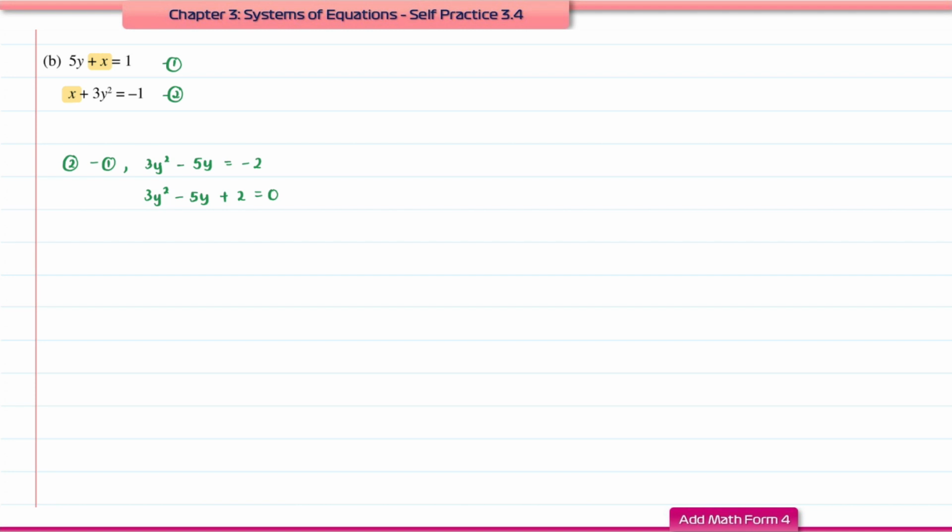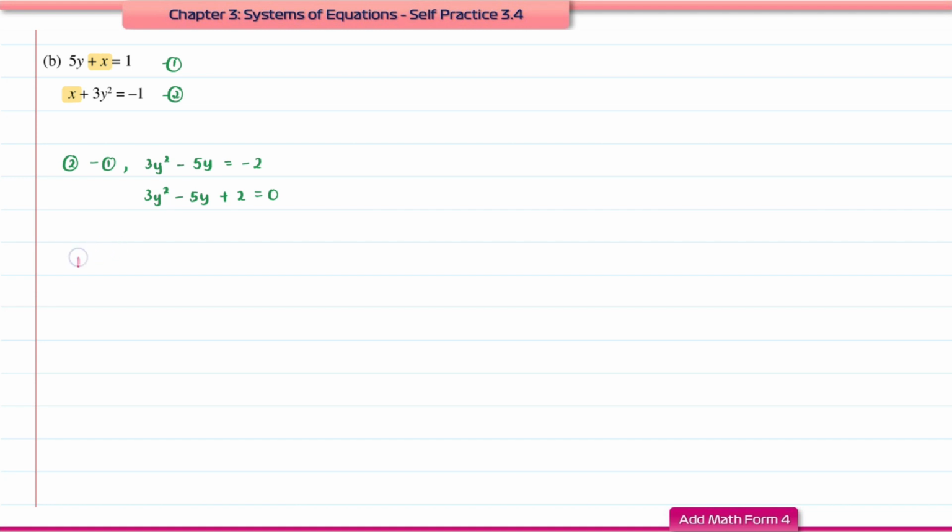Or you can also solve this by using the substitution method if you like to. I'm just going to choose the x from equation 1 to become the subject of the formula if you want to use the substitution method.